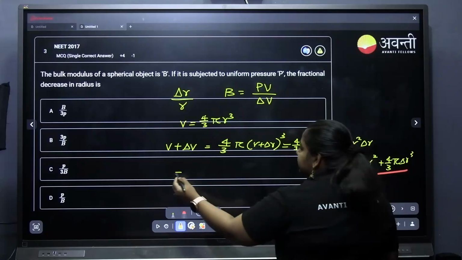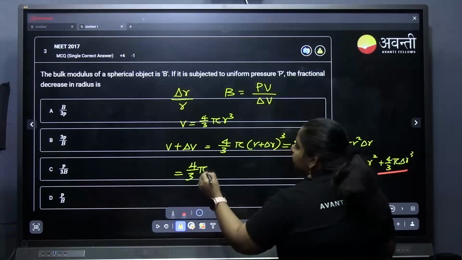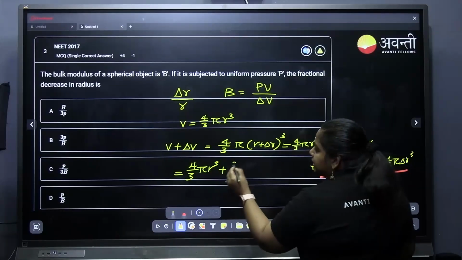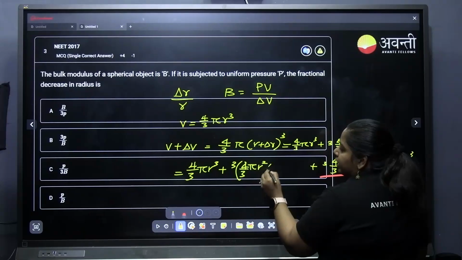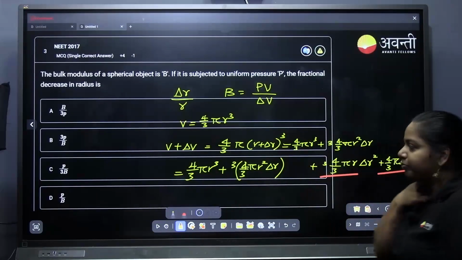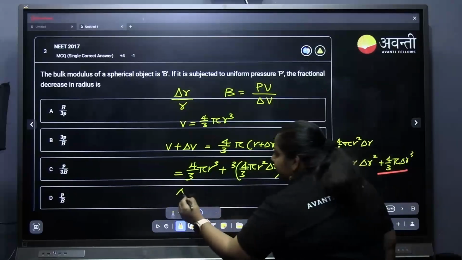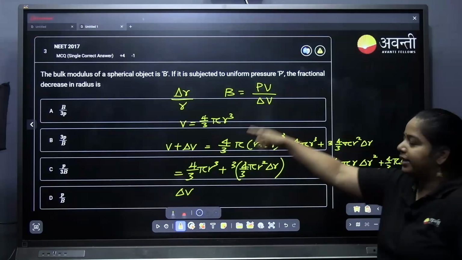So V plus delta V we will get as 4 by 3 pi R cube plus 3 into 4 by 3 pi R square delta R. This is V plus delta V. From this you can find delta V also, then we substitute and find delta R by R.